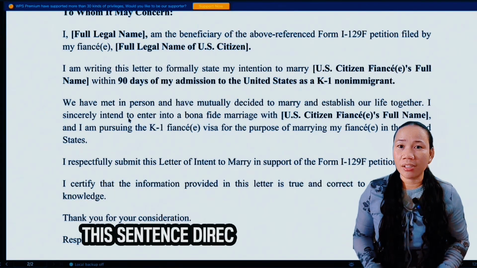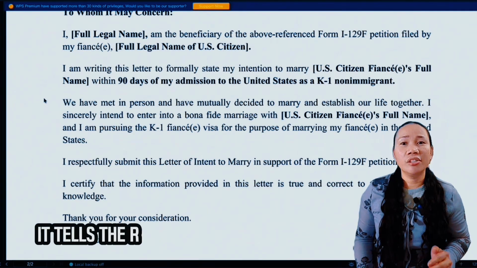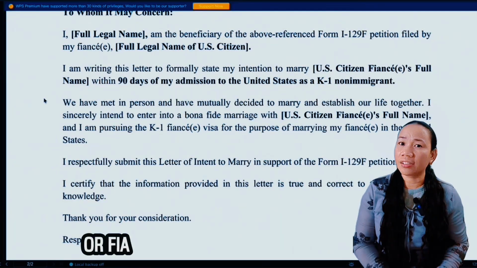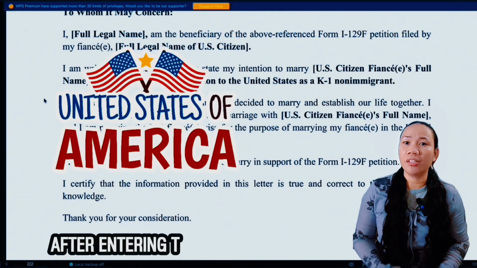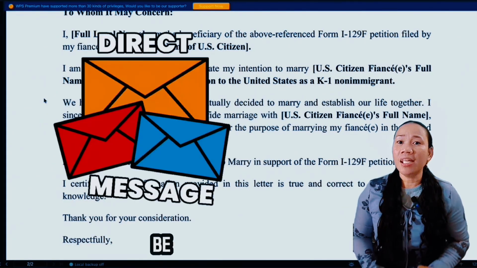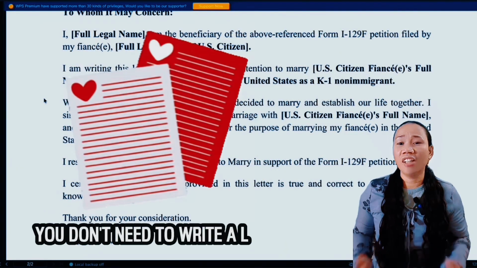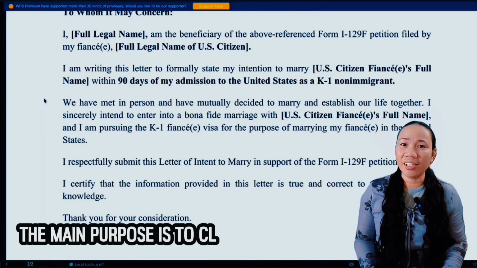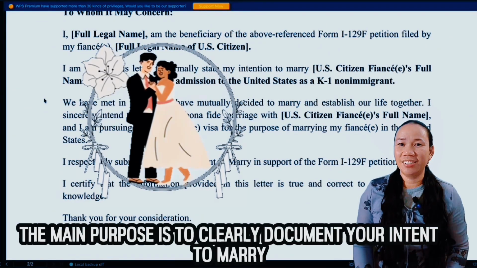This sentence directly communicates the purpose of the letter. It tells the reviewing officer that you intend to marry your fiancé or fiancée within the required period after entering the United States in K-1 status. Be clear and direct. You don't need to write a long love story in this letter. The main purpose is to clearly document your intent to marry.